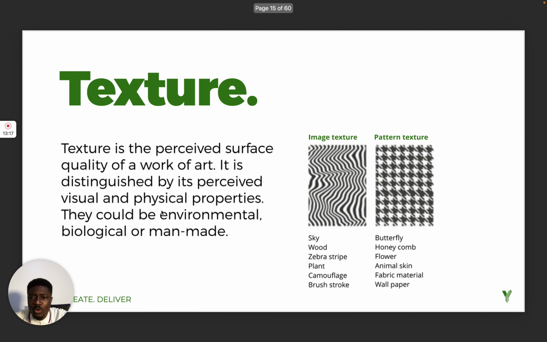All right. And the next one we want to talk about is texture. Now, look, we already understand texture. There are different types of textures when it comes to designing. Now, texture is the perceived surface quality of a work of art. It is distinguished by the perceived visual or physical properties. They could be environmental, biological, or man-made. But in context to design, it's possible for you to be designing and you say, you know what, I want to have a wooden background in my design. I want to have a glossy feel. You want to have a hairy touch to your design. You see, you have the ability to give texture to your design, and that's essentially what we're talking about here.